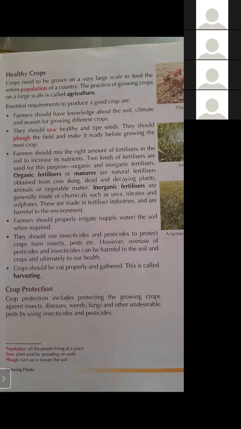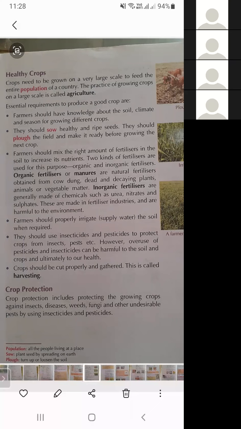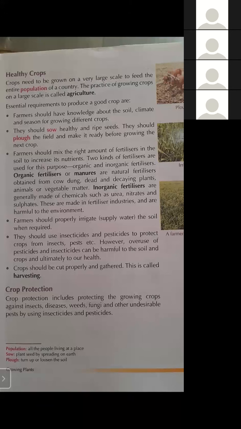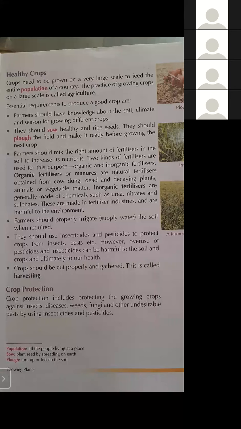So the next topic is crop protection. Suppose we are growing a very healthy crop in our field. And if we are not protecting this crop from outside or wild animals, what will happen? The wild animals will damage the whole crop, and it will affect the output, meaning the production of the crop. So just as there are requirements for a healthy crop, there should be crop protection.